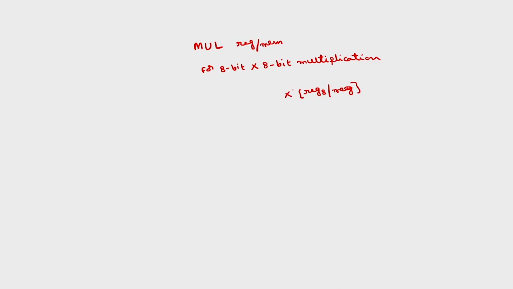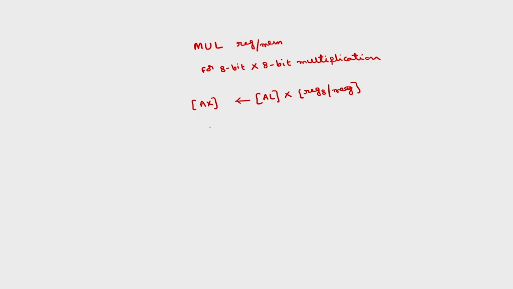The contents of the 8-bit register or the memory byte are multiplied with the other operand, which will be by default in register AL, and the result is also by default stored in AX. Whatever register or memory is specified in the instruction is multiplied with the AL contents and the result is stored back in AX.